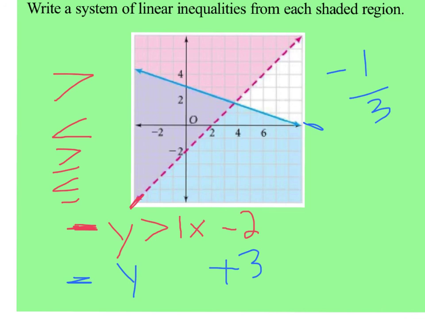Yep. So I'll write -1/3 x. The only thing I'm missing is my inequality. So I go to the blue line. Did I shade above or below? And if I look, I shaded below the blue line. So that means less than. But it is solid. So it's going to be less than or equal to, because it is solid. So less than or equal to, solid line shading below.